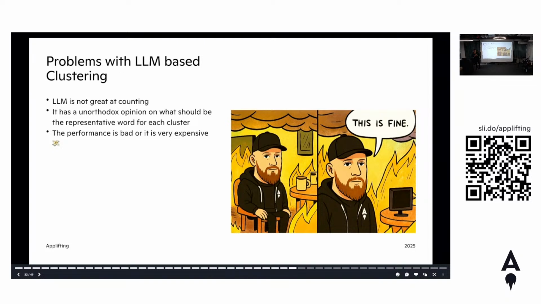Because LLMs are not great at counting, that's the first problem. It also has very unorthodox opinions about what should be the representative word, the super word, of a cluster of words. And the first LLM that can do this is GPT-4 and up, and that gets super expensive very quickly because you need to output a lot of tokens. And we are in 30% of Czech schools, so if you multiply it by the number of hours, you could probably employ a full-time employee with the spend very quickly. So this was not the way forward.